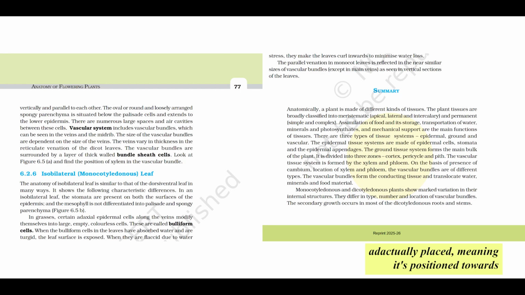This layer is adaxially placed, meaning it's positioned towards the upper surface of the leaf, right beneath the adaxial epidermis. It's made up of elongated, often cylindrical cells. They're arranged vertically, packed very tightly, sort of parallel to each other like columns. This layer is exceptionally dense with chloroplasts. Think of these cells as the leaf's primary solar panels. They're optimally oriented and densely packed to efficiently capture the maximum amount of sunlight hitting the leaf surface. Their columnar shape helps light penetrate deeper too.